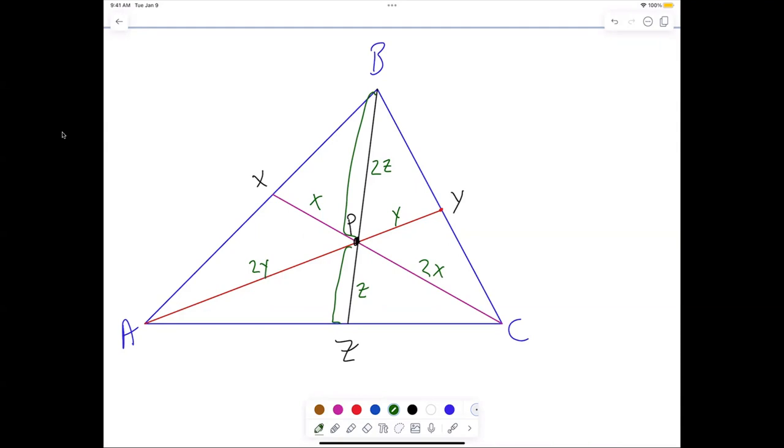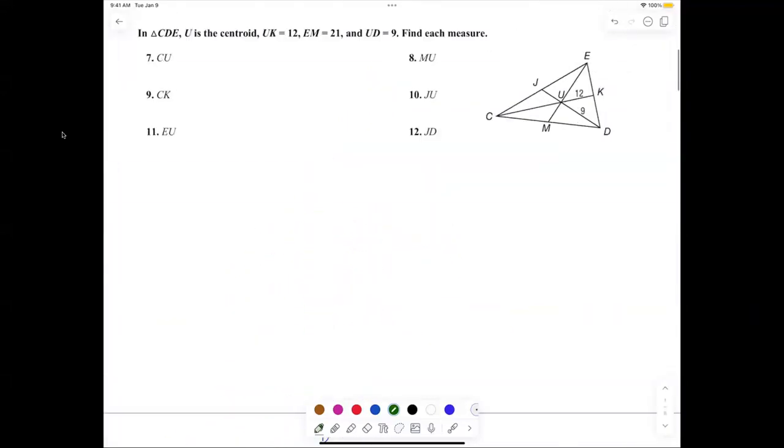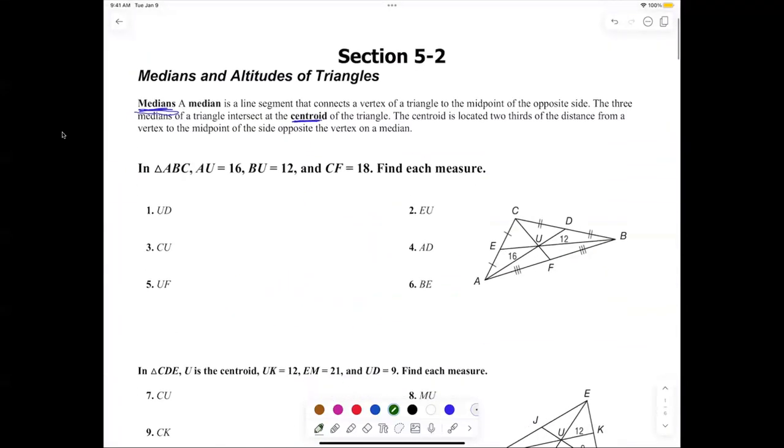But if you forget, there are also things you can do to help yourself get into position to get the right answer. Does anybody have any questions with that? That's the ratio for the centroid. Now let's go back and see what they want to talk about.